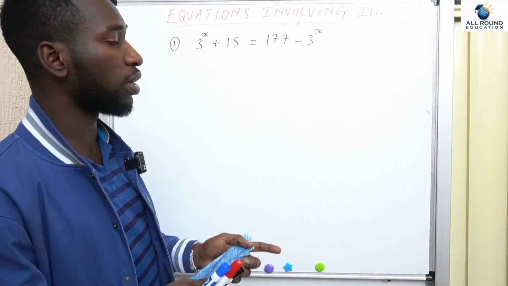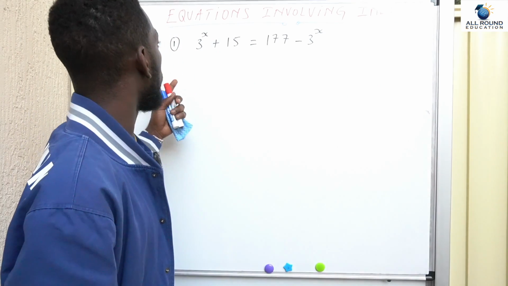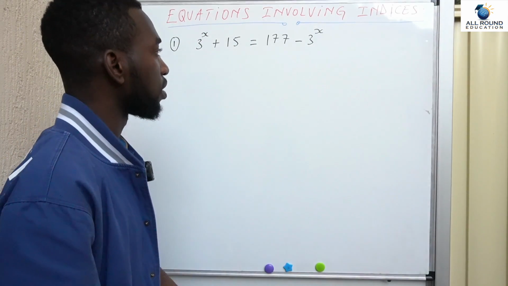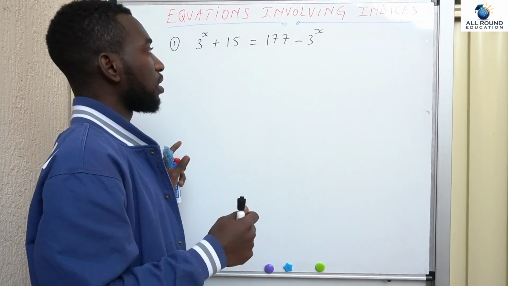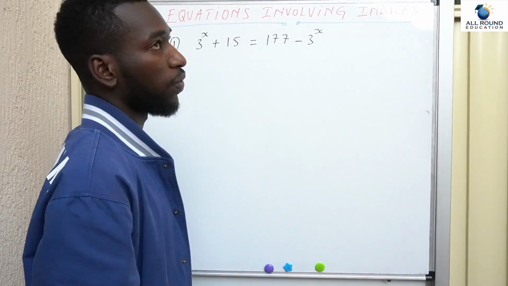This is one of the examples that I selected. Let's look at how you could solve this. You have 3 to the power of x plus 15 equals 177 minus 3 to the power of x. What we are trying to do here is solve for x. What's the value of x?